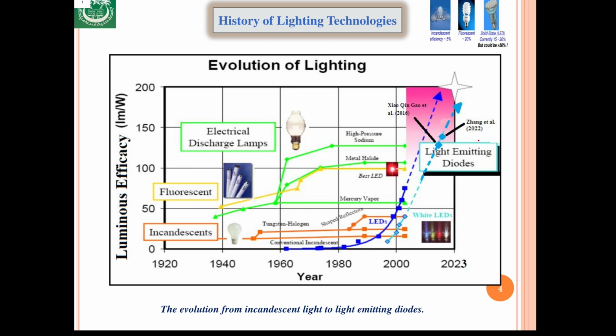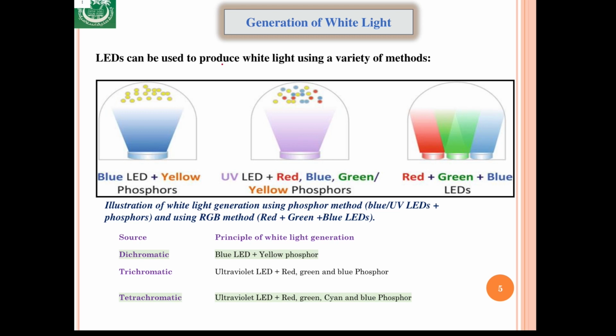More recently in 2022, Zhang et al. reported white light emitting diodes having a luminous efficacy of 127 lumen per watt. Although light of different colors can be produced by LEDs, one of the fundamental limitations of the LED is its narrow bandwidth, in which the light emitted can be thought of as monochromatic in nature. That means it has a small bandwidth.